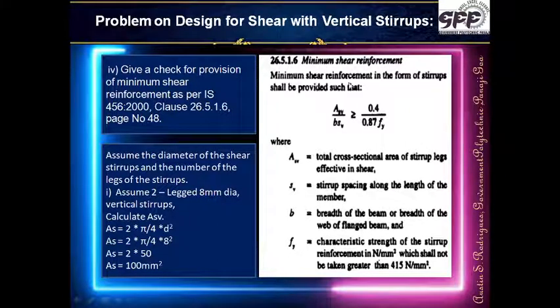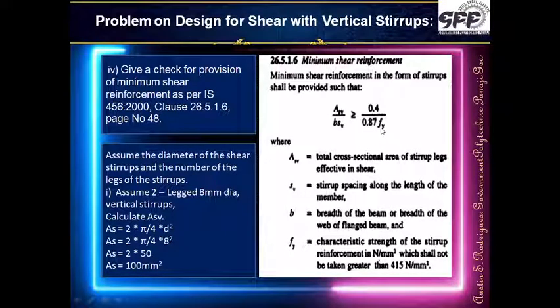Minimum shear reinforcement in the form of stirrups shall be provided such that ASV upon B SV is greater than or equal to 0.4 upon 0.87 Fy, where ASV we have already discussed, that is the total cross-sectional area of the stirrup legs effective or participative in shear. SV is the stirrup spacing.